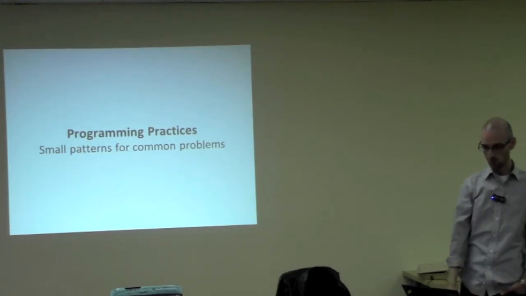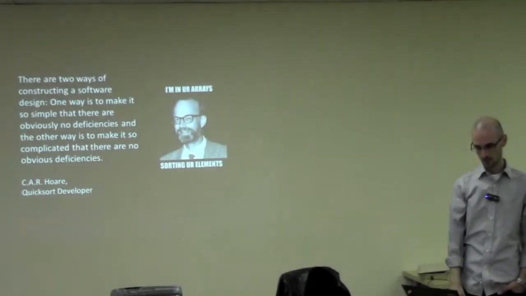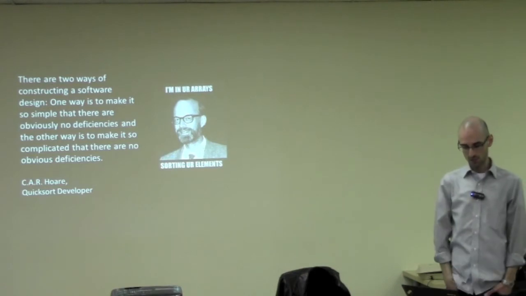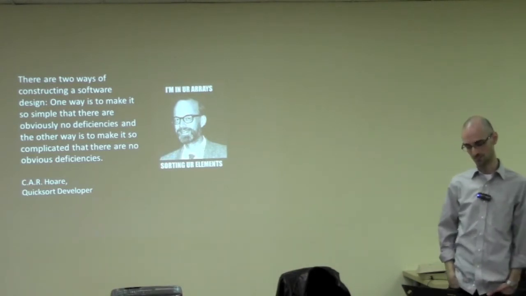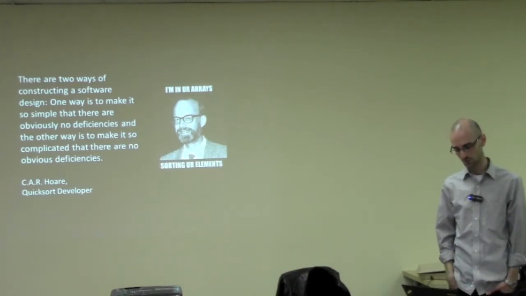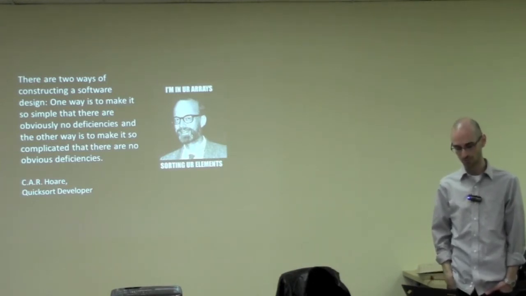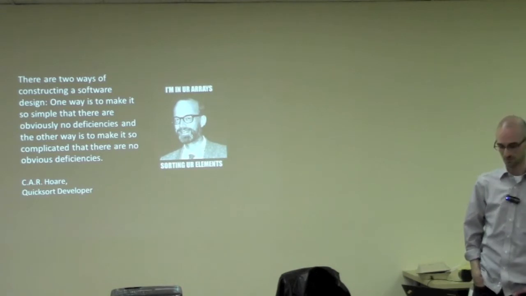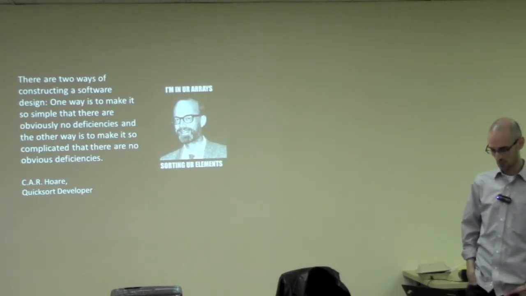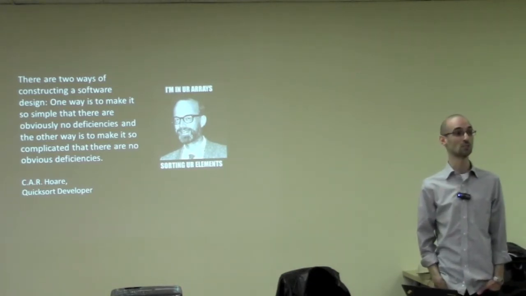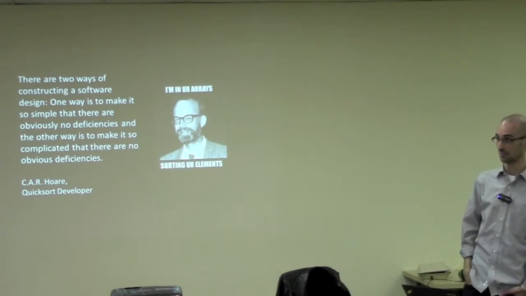OK, next part, programming practices. There are two ways of constructing a software design. One way is to make it so simple that there are obviously no deficiencies, and the other way is to make it so complicated that there are no obvious deficiencies. So this is the guy who created Quicksort, one of those algorithms that I know nothing about.